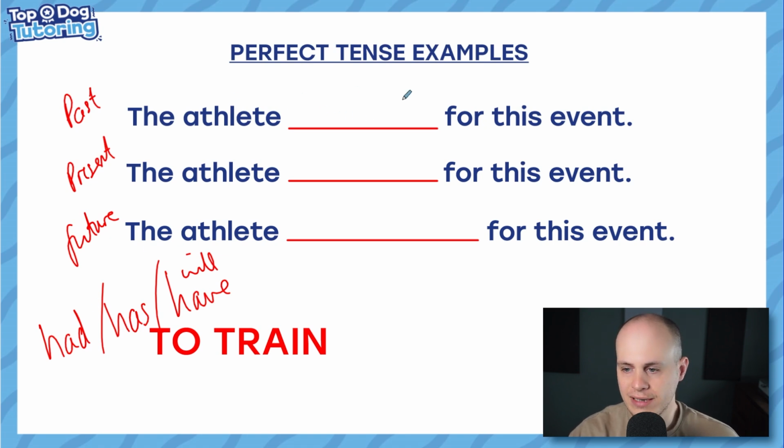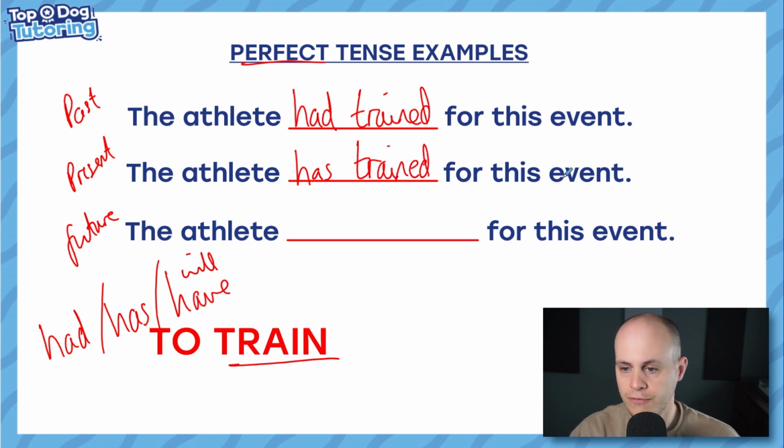So "the athlete had train for this event" doesn't make sense. So we're going to have to modify our verb slightly, like we have been doing with the other ones. We're going to put "the athlete had trained," okay? So the simple past tense for this would have just been "the athlete trained for the event," okay? Now, because we've involved the word had, it's now in the perfect tense. Now for the second sentence, we're going to change it from had to has. The athlete has trained for this event. And then finally, the athlete will have trained for this event.